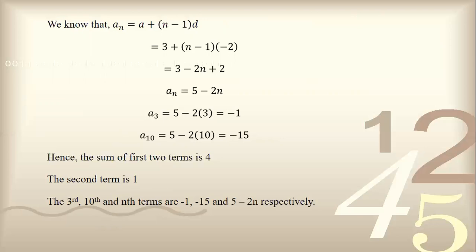So the sum of first two terms is 4. The second term is 1. The third, 10th and nth terms are minus 1, minus 15 and 5 minus 2n respectively. So all the questions that had been asked in this question are answered.